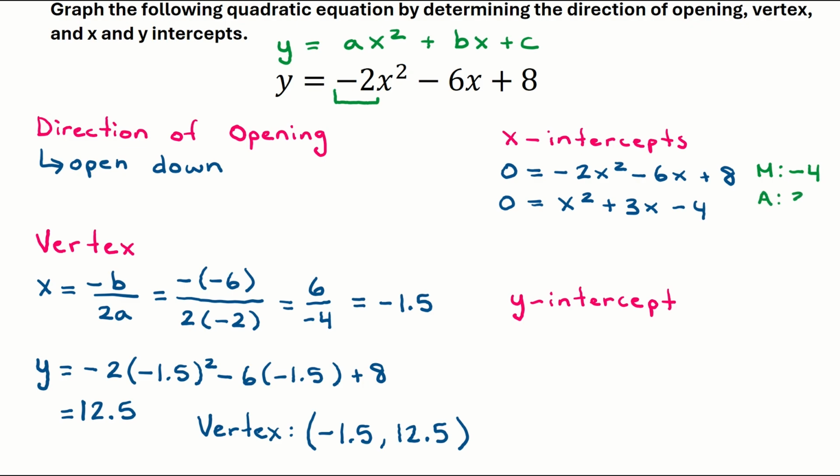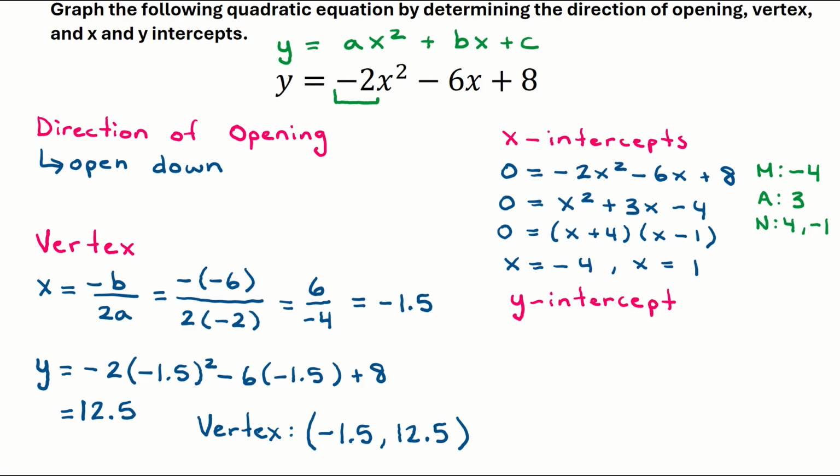Now we have a simple trinomial, so we need two numbers that multiply to -4 and add to +3. And our numbers end up being +4 and -1. When we plug those back in, we get 0 is equal to x plus 4, x minus 1. And when we solve for x, we get x is equal to -4 and x is equal to +1.